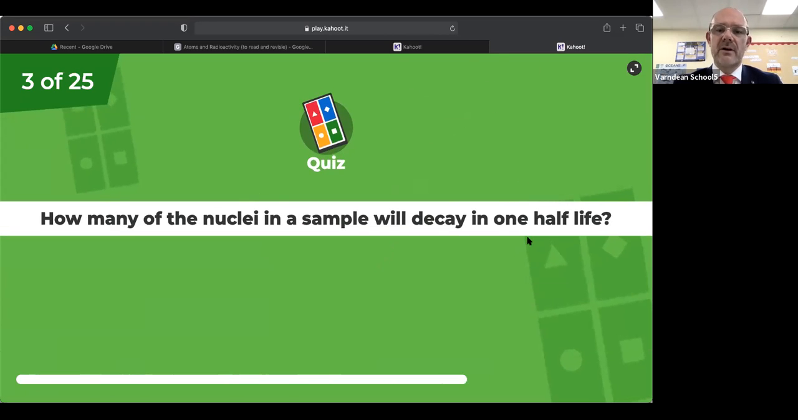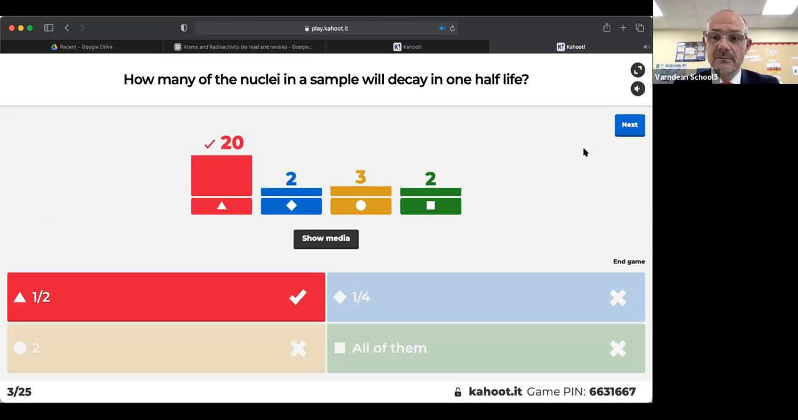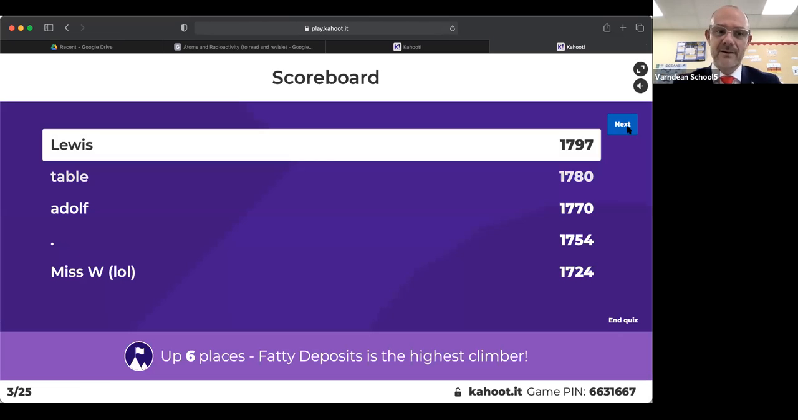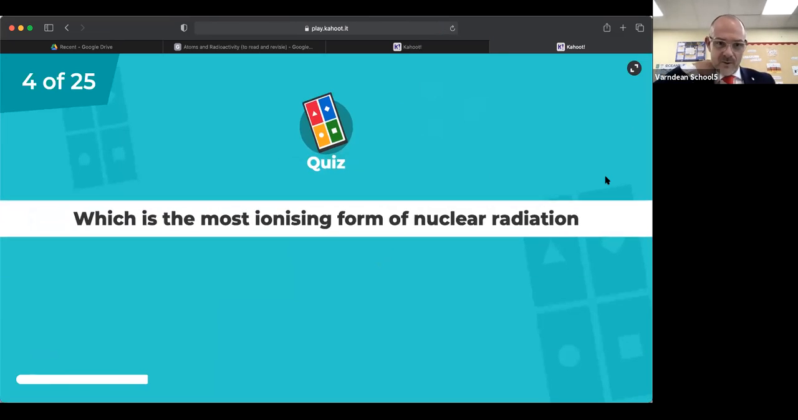How many of the nuclei in a sample will decay in one half-life? How many of the nuclei decay in a half-life? Good. Excellent. Half of them decay in a half-life. That's what a half-life is, the time it takes half of the nuclei to decay. Excellent. We're doing quite well here.